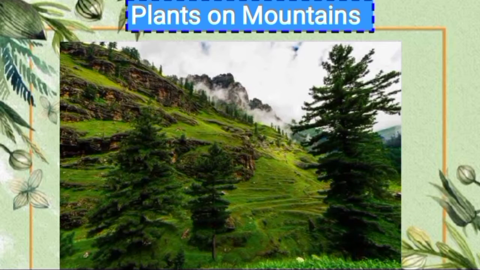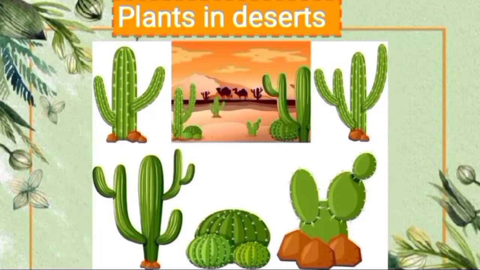Some more adaptations are that these trees have leaves that are thin, tough and needle-like with a waxy coating to prevent damage from snow, and the leaves have few tiny holes to prevent water loss. Now next is plants growing in deserts.